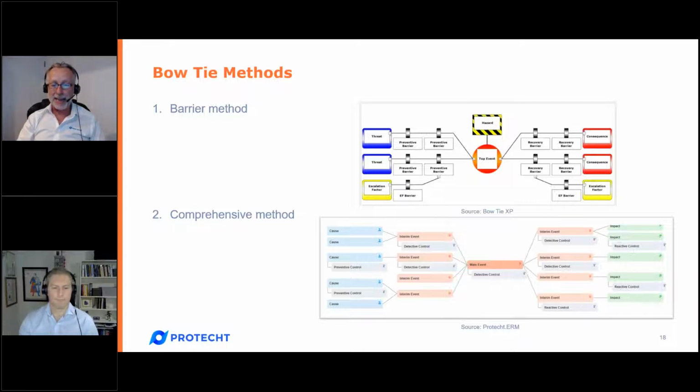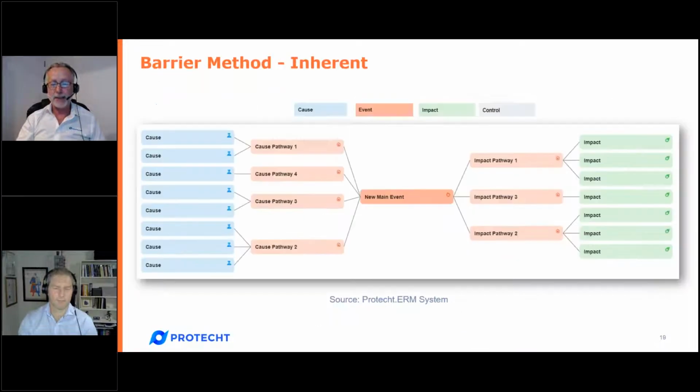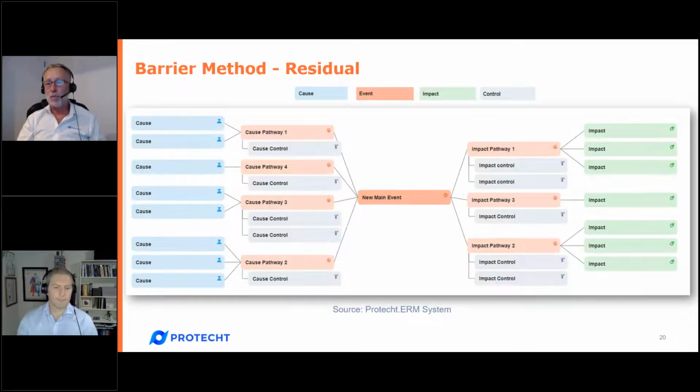Now there's a bit more work to be had there, so use it fit for purpose, but we find it very powerful for all the reasons we said earlier, such as identifying metrics, because if you leave out an interim event and go directly from cause to main event, you have missed out some really good storyline that might have some really great evidence that you can identify. Now that said, we at Protecht will do both the barrier and the comprehensive, depending on what the client wants, fit for purpose. There's an example of the barrier method, where we simply have got cause pathways and impact pathways, and we would add our controls onto those. That is an inherent barrier method, and that is a residual barrier method with the controls on the pathways.